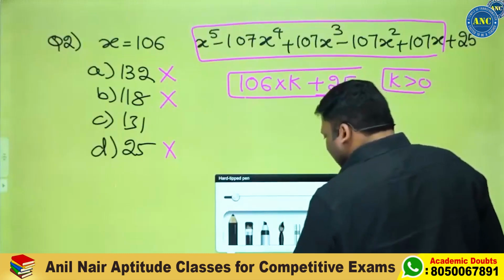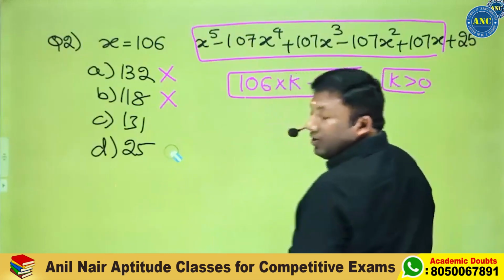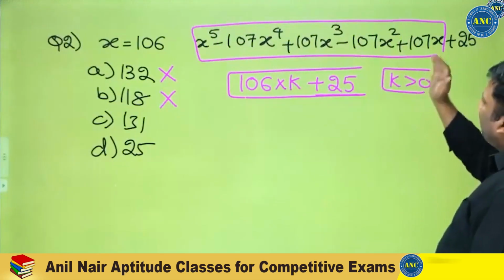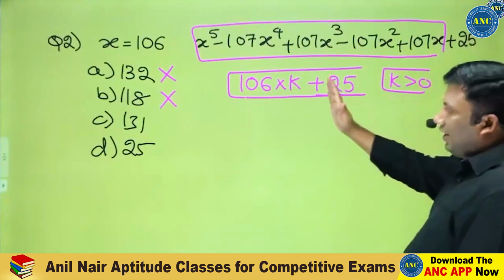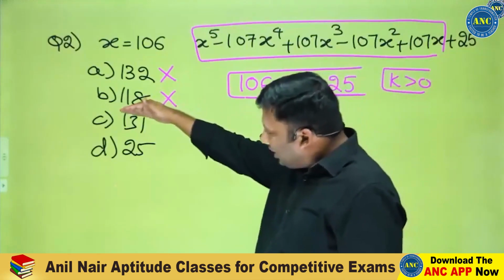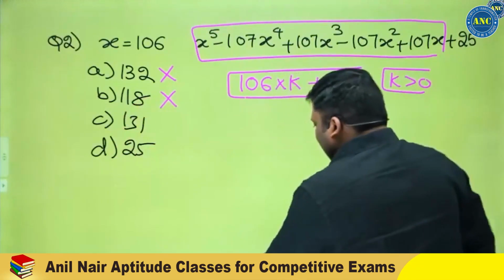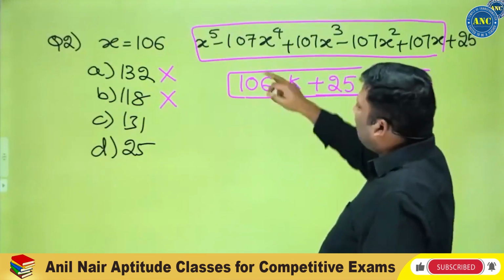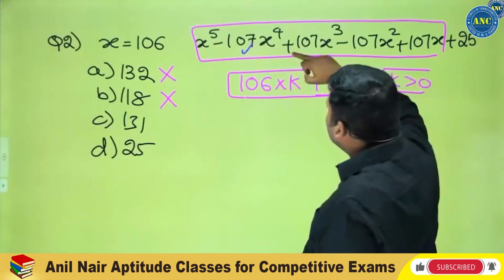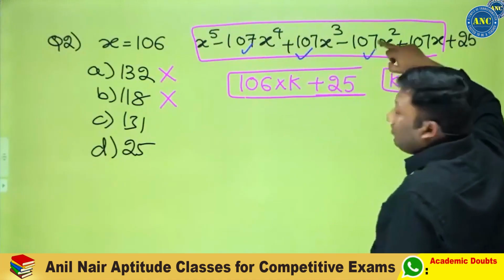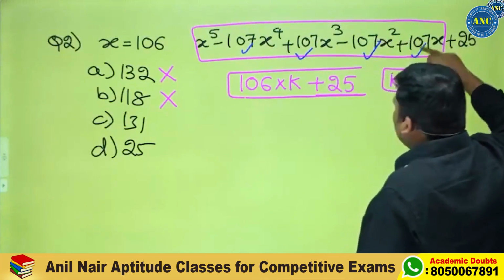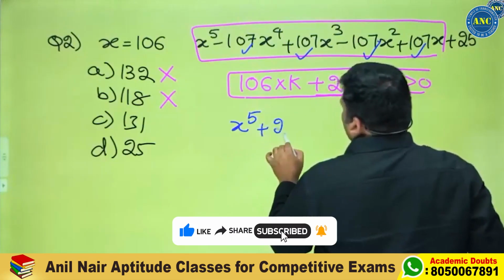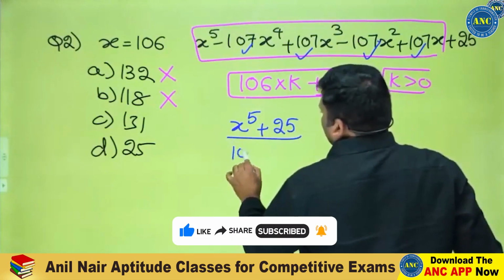In case you are stuck between the third option and fourth option, 131 and 25, the entire number is divisible by 106 into K plus 25. You got second option and third option. In case you are stuck, use another logic. What is another logic? These are all divisible by 107. What is left over? X power 5 plus 25. So do it with 107.